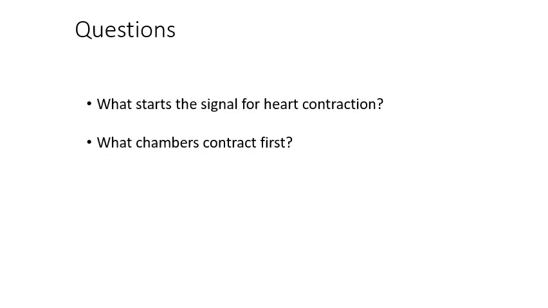Okay, a couple questions. So what starts the signal for heart contraction, and which chambers contract first? All right, so here are your answers. The signal for heart contraction starts at the heart's own pacemaker, which is the sinoatrial node, and the chambers that contract first are the atria.